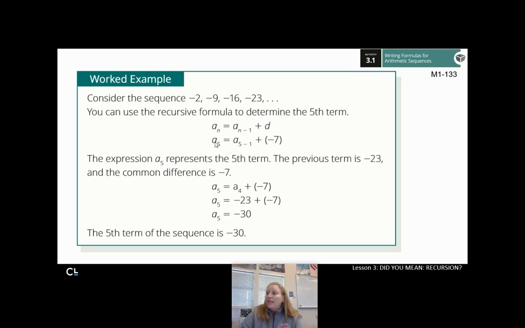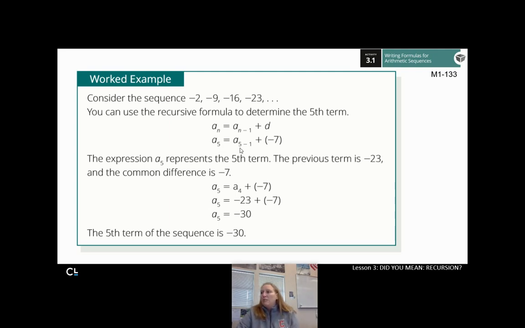So if I want to find the fifth term, a sub 5, it would be equal to the term right before it, so a sub 5 minus 1, plus my common difference. And it looks like my common difference here is -7. -2 plus a -7 gives me -9, plus a -7, plus a -7, on and on and on.